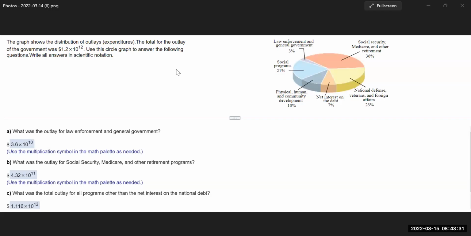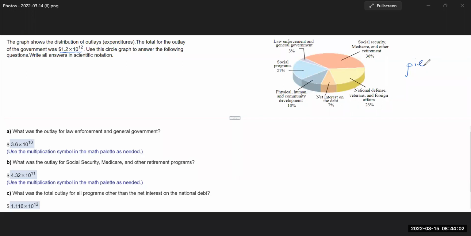This graph shows the distribution of outlays or expenditures. The total outlay of the government was 1.2 trillion. Use this circle graph, another name for it is the pie chart, to answer the following questions. Write all answers in scientific notation.